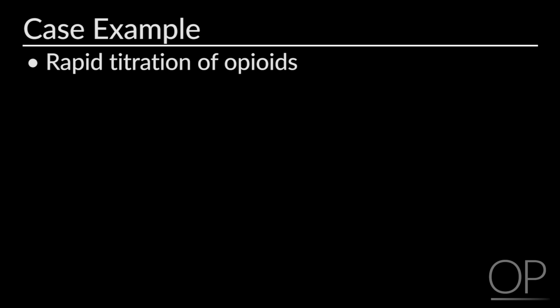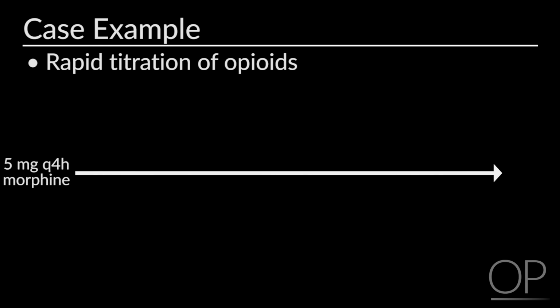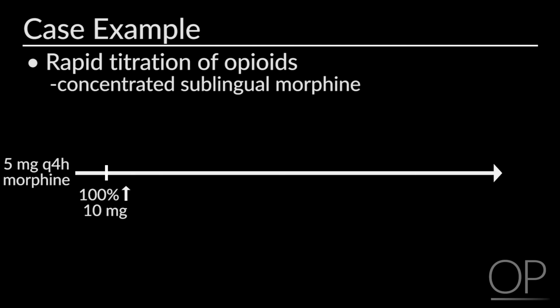In this setting, a rapid titration of opioids is indicated. Ethan had previously been on 5 milligrams. You're first of all going to give him a 100% increase as your initial dose. 5 milligrams is not working. He is in severe pain on that dose. So 10 milligrams is what you start with. Although Ethan had been taking his liquid formulation morphine very easily previously, as he's now minimally conscious, we're going to need to use a concentrated sublingual formulation of morphine that has been provided by the hospice.